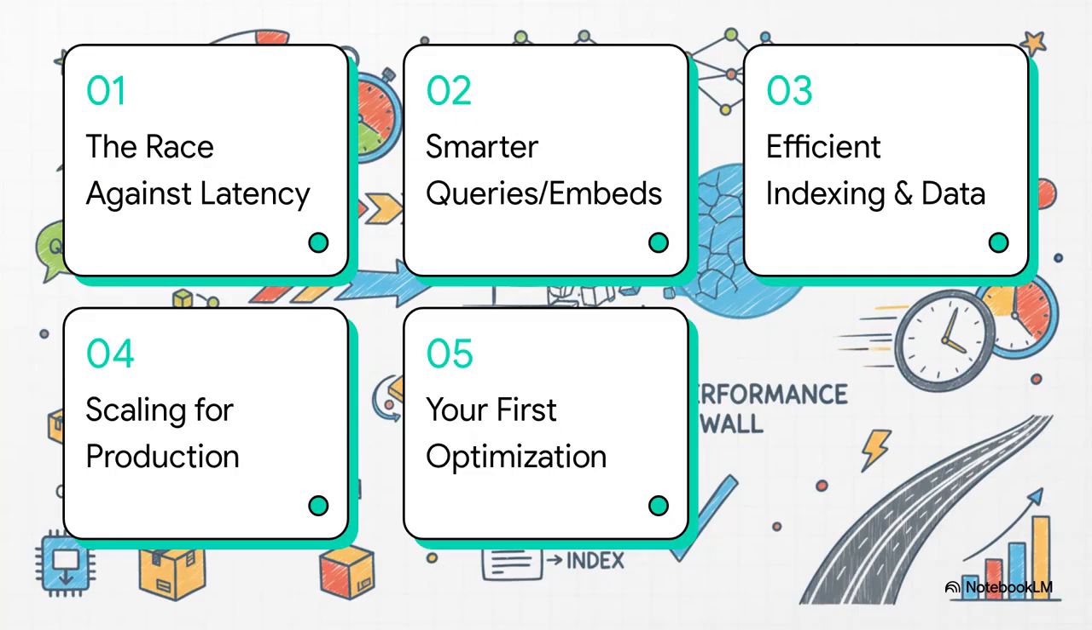Okay, so here's our game plan. First, we're going to figure out what's actually causing the slowdown. Then we'll hit the easy wins, the low-hanging fruit, with smarter queries and embeddings. After that, we'll get into the serious stuff and optimize the database core itself, get it ready for prime-time traffic, and finally, we'll wrap it all up with a simple action plan for you to get started.